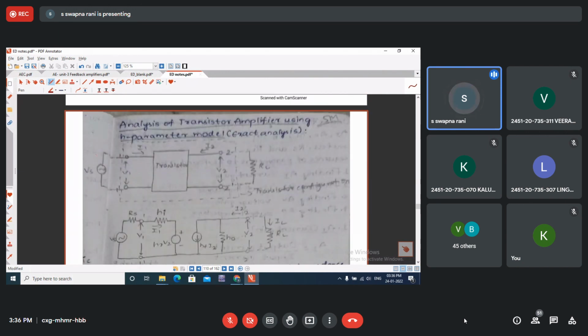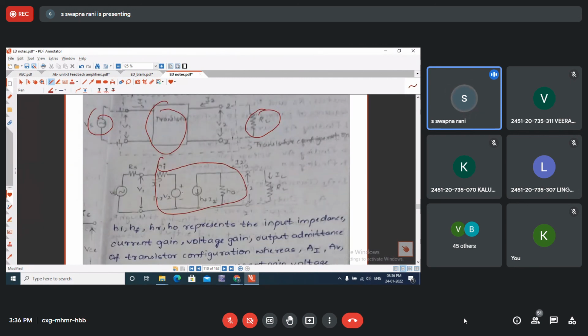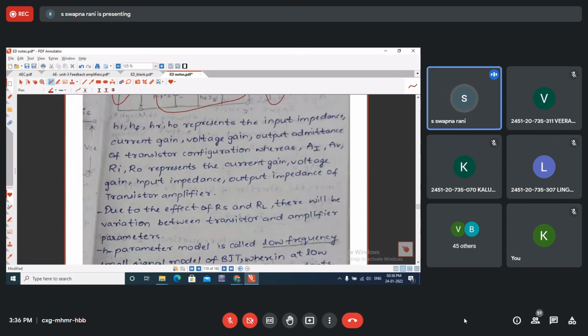Here we are going to add a source and a load. Then the transistor block is going to be replaced with its H parameter model. So this is the H parameter model. To the left of it, the source is there. To the right of it, the load resistor is connected. Now this is the final equivalent circuit of the amplifier using the H parameter model.